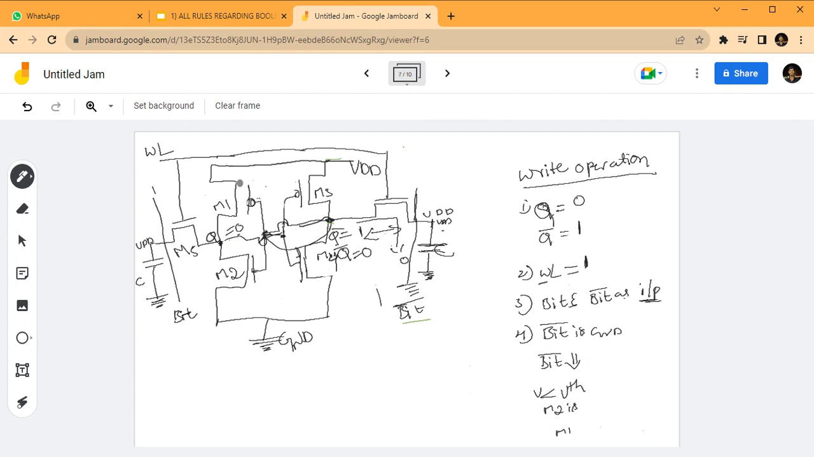Therefore, M1 is a PMOS and M2 is an NMOS. M2 will be off for logic 0, then M1 will be on for logic 0. Therefore, M2 will act as an open circuit. Then VDD is supplied through M1 to get output Q equal to 1. Therefore, first we assumed Q equal to 0, then we get Q equal to 1. Therefore, it changes, so it writes a value into the memory. This is called the write operation. Thank you.